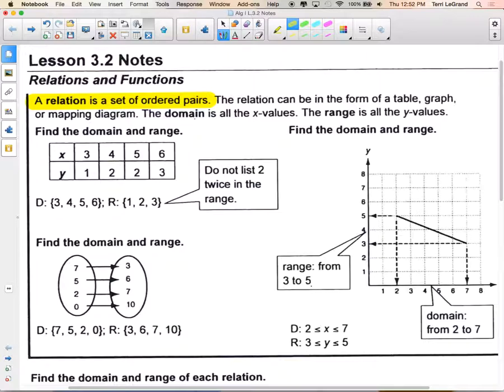Another key vocabulary word is, what is a domain? Well, a domain are all those x values of those ordered pairs in the relation. So all the x values of the ordered pairs in the relation make up the domain. And then what's the range? Well, the range is the other value of the ordered pair, the y value. So the range is made up of all the y values of those ordered pairs.